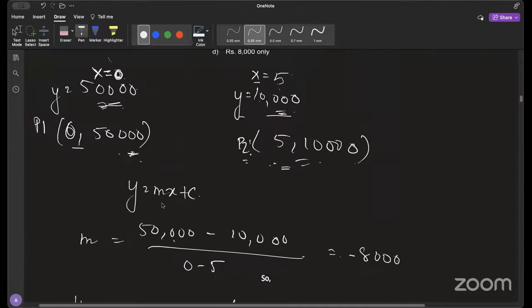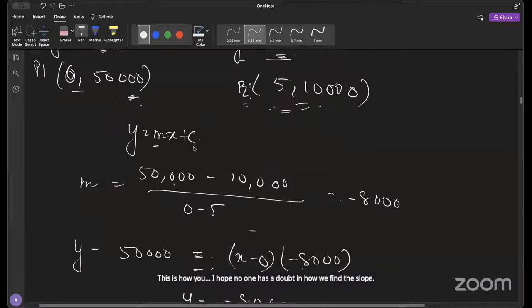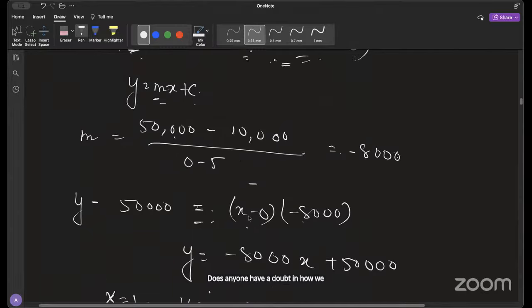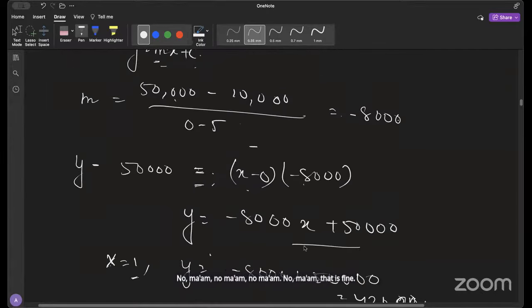So first we find the slope. I hope no one has a doubt in how we find the slope and how we find the equation. Does anyone have a doubt in how we find the equation of this line? No, ma'am. That is fine.